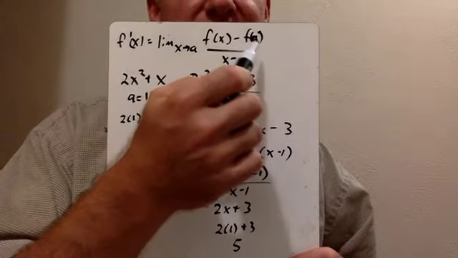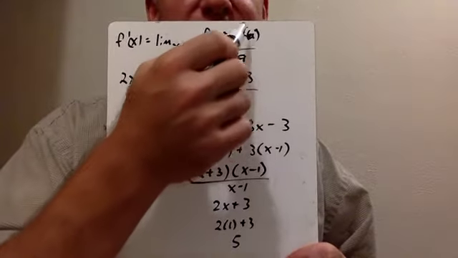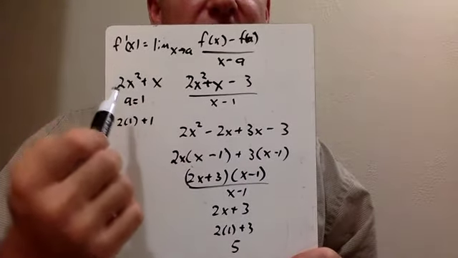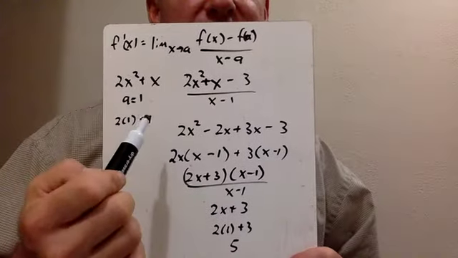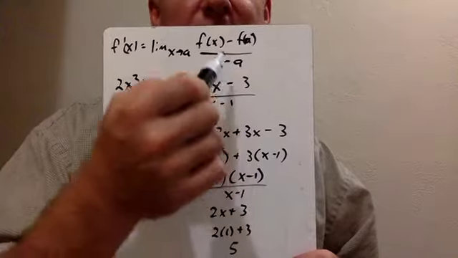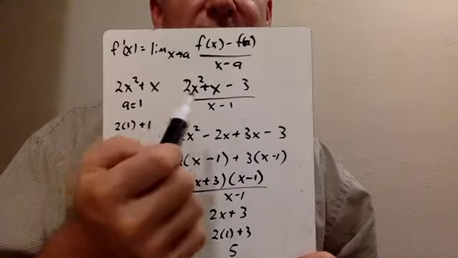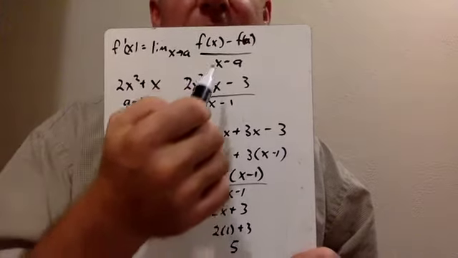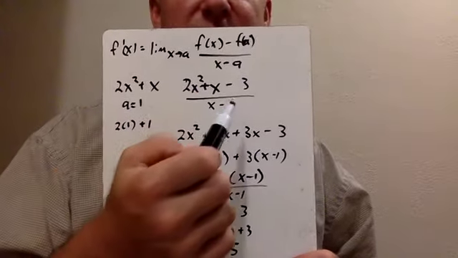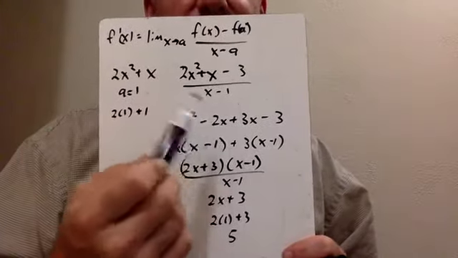So when they say f of a here in this formula, you just take whatever they give you for a, which in this case was 1, and you substitute it into your equation, do the math, and in this case we got 3. So minus f of a is 3. F of x is just the equation that they gave you, so that's 2x squared plus x. And the denominator is just x minus whatever a is, in this case 1, so x minus 1.